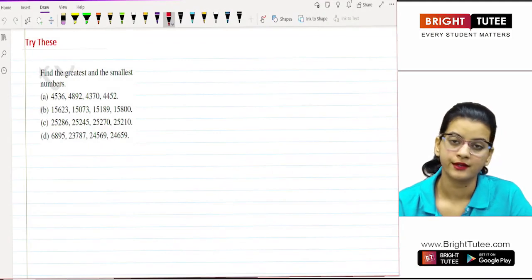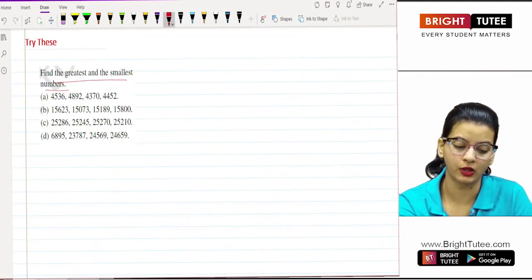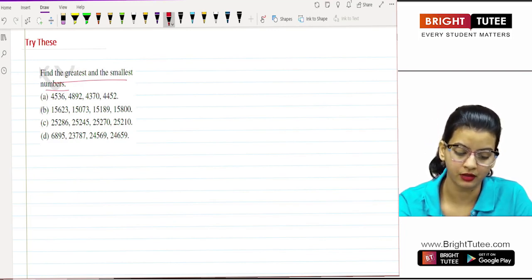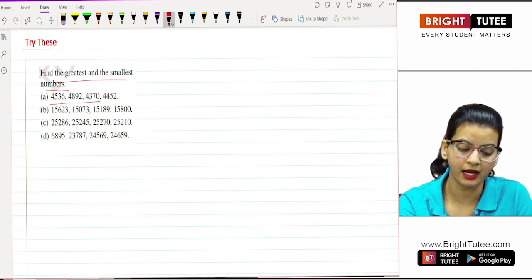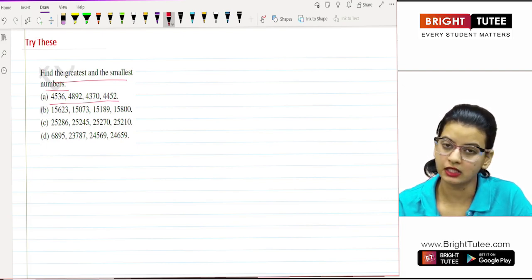Okay, students, moving forward, we are going to discuss some try these questions now. What we have to do over here is find the greatest and the smallest numbers. For that, we'll start with the first row. Here we have all 4-digit numbers. We'll start with the comparison. We have to find the greatest and the smallest.